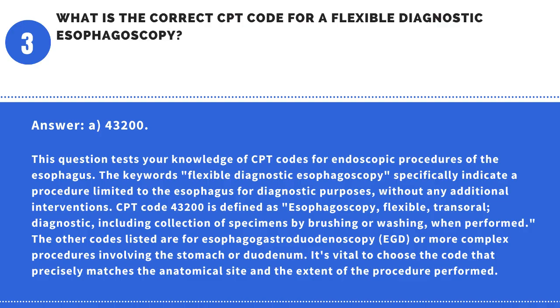43200. This question tests your knowledge of CPT codes for endoscopic procedures of the esophagus. The keywords flexible diagnostic esophagoscopy specifically indicate a procedure limited to the esophagus for diagnostic purposes, without any additional interventions. CPT code 43200 is defined as esophagoscopy, flexible, transoral, diagnostic, including collection of specimens by brushing or washing when performed. The other codes listed are for esophagogastroduodenoscopy (EGD) or more complex procedures involving the stomach or duodenum. It's vital to choose the code that precisely matches the anatomical site and the extent of the procedure performed.